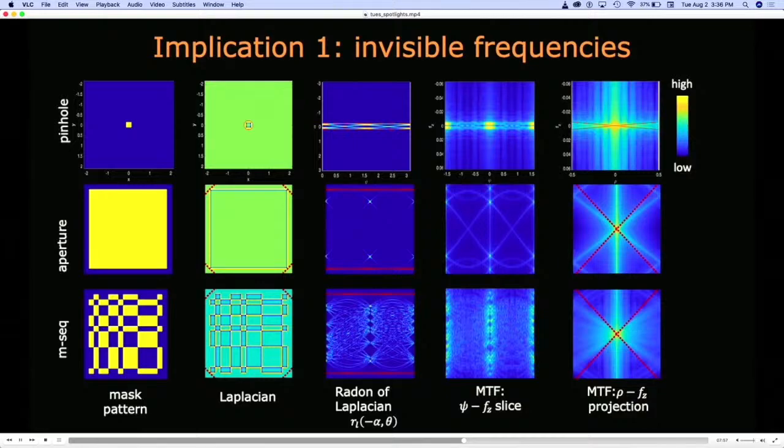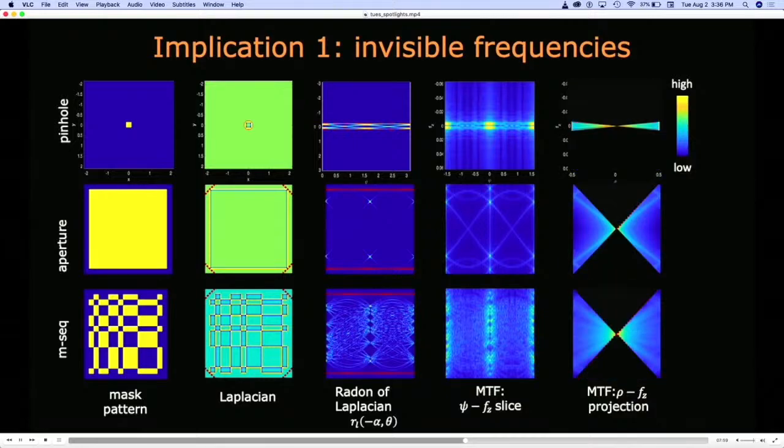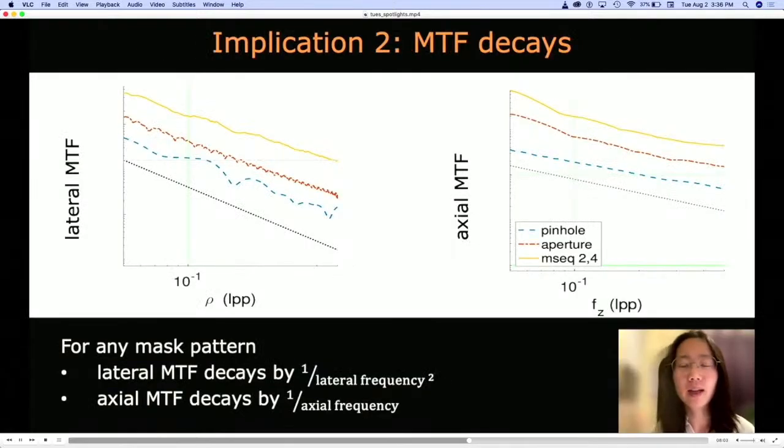A closer look shows us invisible frequencies in spatial and axial dimensions lie in a butterfly structure. Another finding is that all mask patterns share the same decay rate for lateral and axial MTFs. It decays quadratically with reciprocal of lateral frequency and linearly with reciprocal of axial frequency. Together, these results provide the first theoretical analysis of spatial and axial resolution in lensless images.